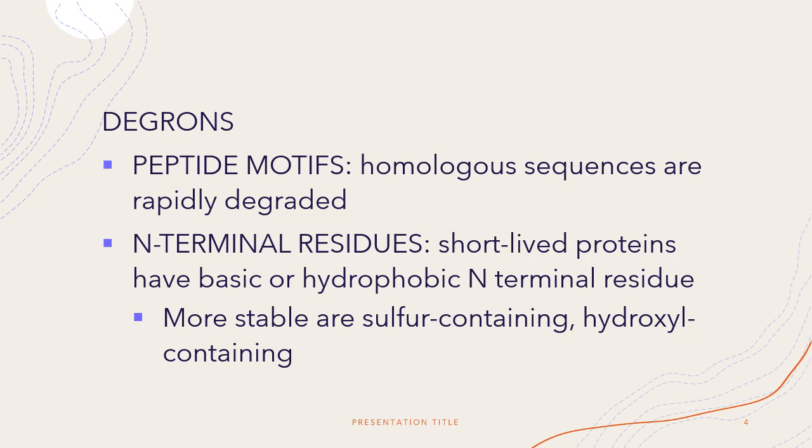Again, for peptide motifs, proteins with certain homologous sequences are rapidly degraded. And then you have your N-terminal residues. For N-terminal residues, you have very short-lived proteins.